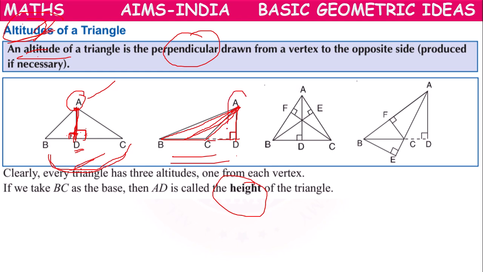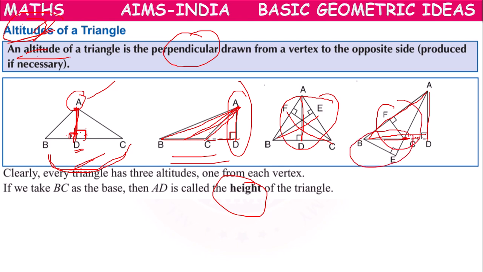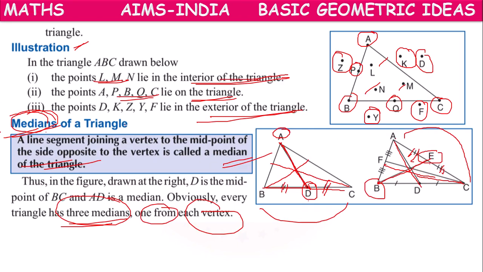So the perpendicular may lie outside the triangle. Here also, ABC must be extended. If it is not extended, AD is one perpendicular, BE is one perpendicular, CF is one perpendicular. Three perpendiculars may lie inside the triangle. But sometimes one perpendicular may lie outside and two perpendiculars may lie inside the triangle. It happens.